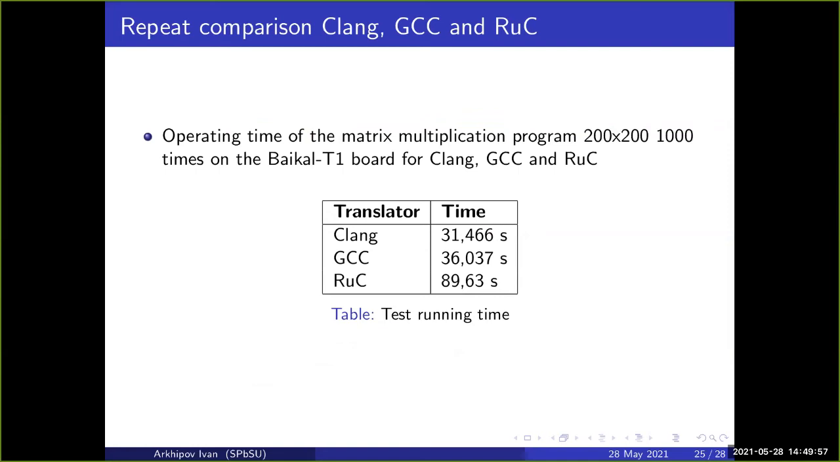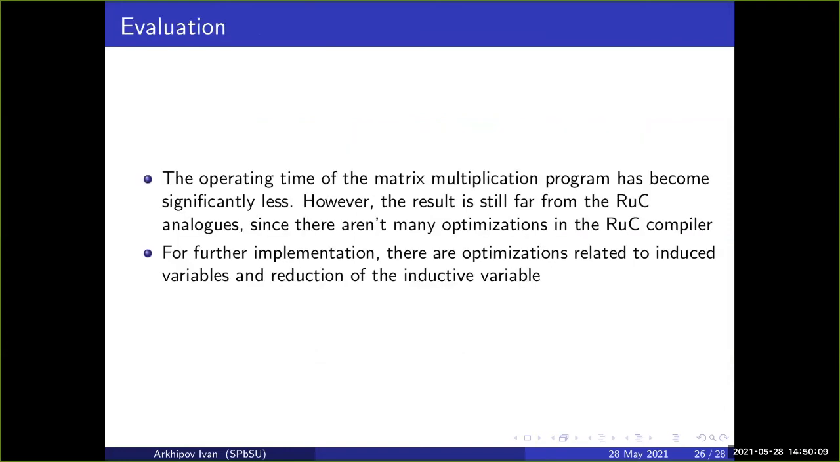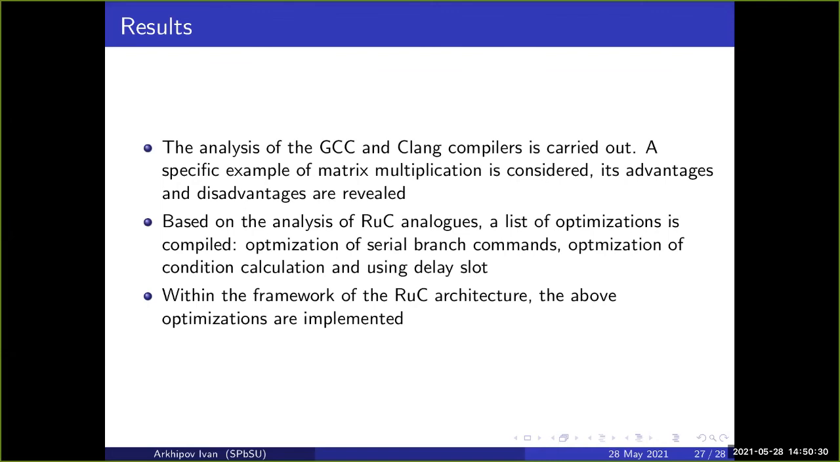That's the final result. Rusi is also rather far from its analogues because there aren't many optimizations in the Rusi compiler. And for further optimizations, there are induction variables and reduction of inductive variables. So in this work there was a meta-analysis of GCC and Clang. A list of optimizations was made.